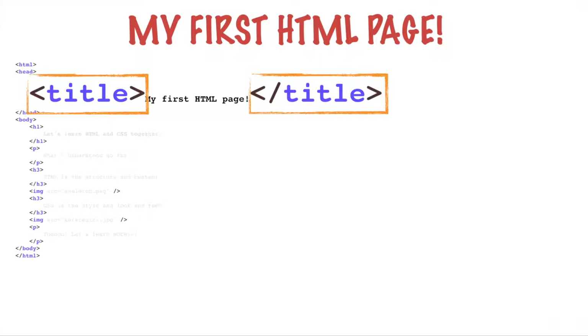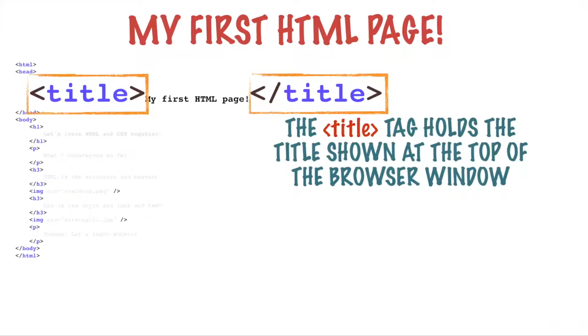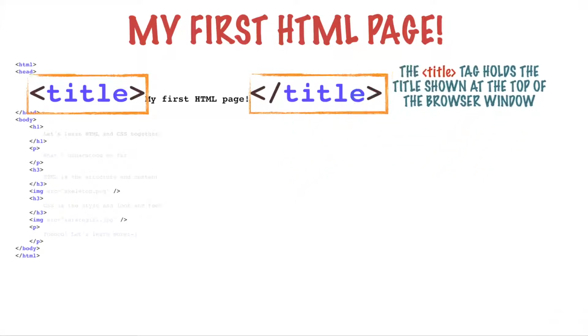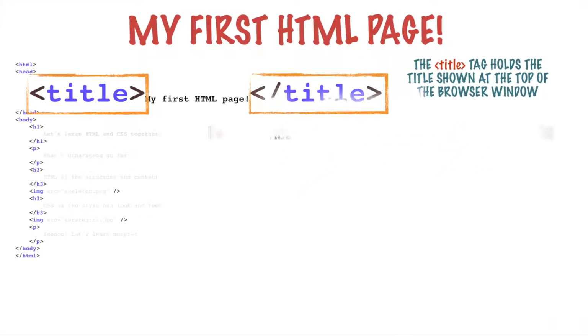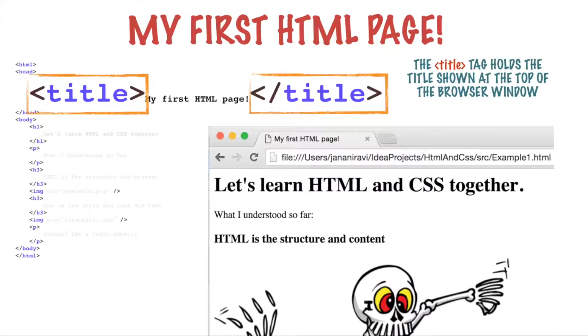Next up is the title tag. What's enclosed between this pair of tags is what shows up in the title at the top of the browser window. Here's what our browser output looks like, and you can see that the words "My first HTML page," which show up over there in the tab of the browser, are in fact what we've specified between the title tags.